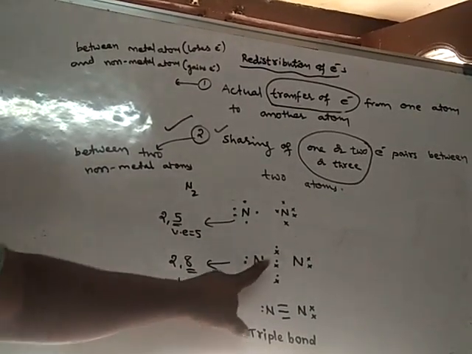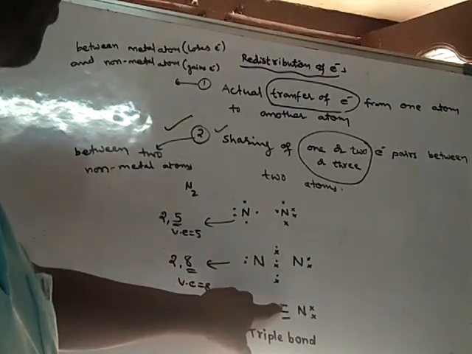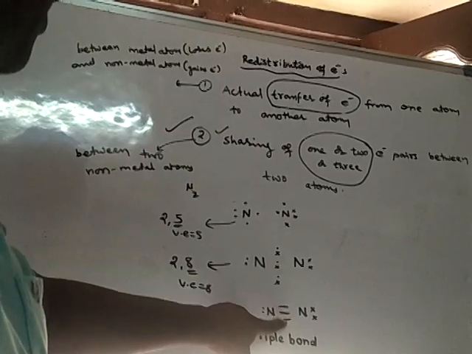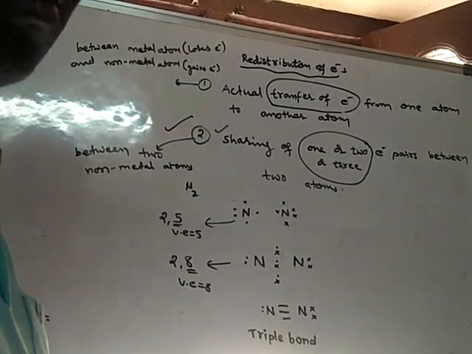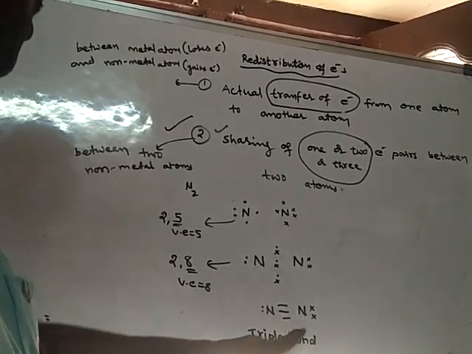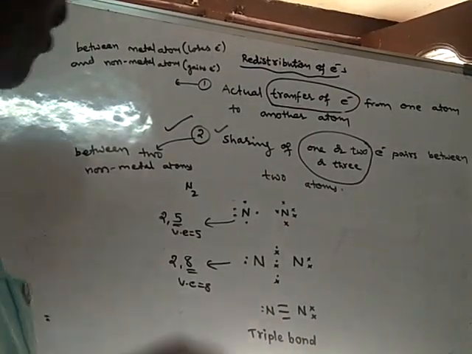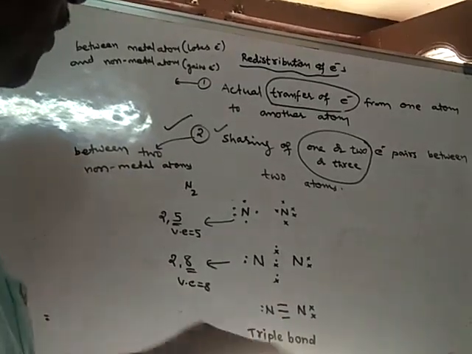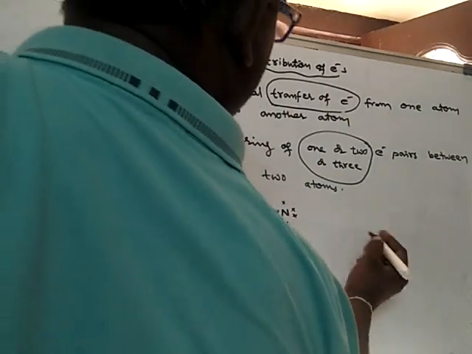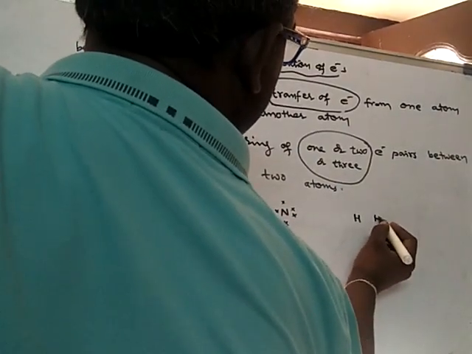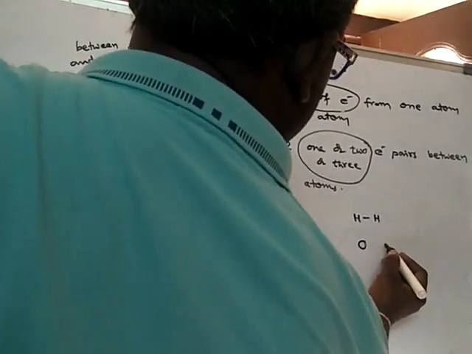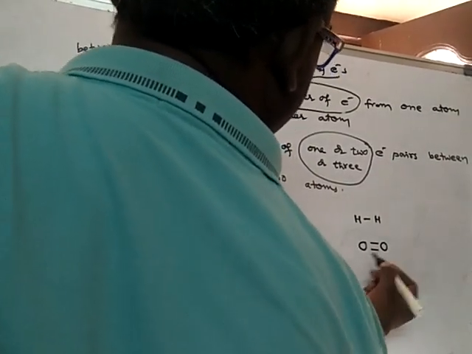Okay, every electron pair is denoted by one dash or one line. So as there are 3 electron pairs, I can write 3 bonds like this. As there are 3 bonds between 2 atoms, I can call it a triple bond. See, in the case of hydrogen, we have already seen that between 2 hydrogen atoms only 1 electron pair is shared, and between 2 oxygen atoms only 2 electron pairs are shared.